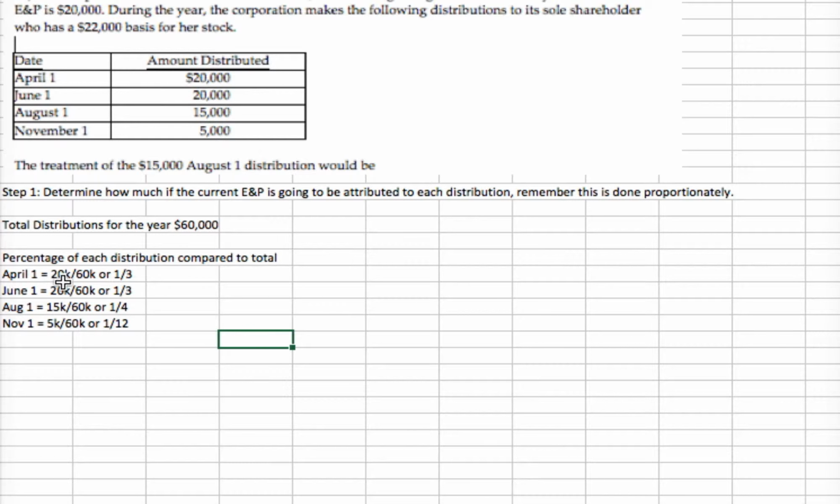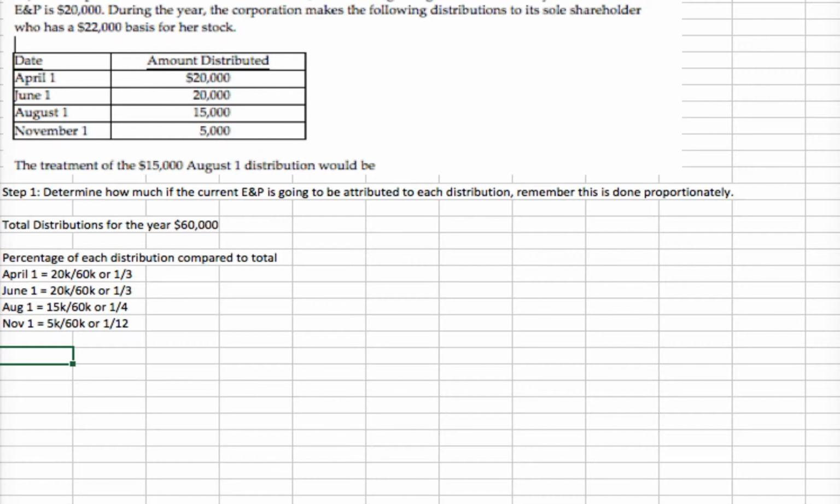For April 1st, we've got 20,000 of the 60,000, or a ratio of 1 to 3, which is basically 33%. Same for June 1st, because that's the same distribution. August 1st, we've got 15 divided by 60, or 1/4 of the total distributions. And then November 1st is 1/12 of the total distributions. So now we're going to take this ratio, 1/3 or 33%, 1/4 or 25%, and so on, and multiply that ratio times the $20,000 that we're divvying up for this year.